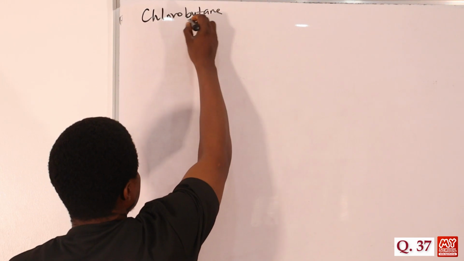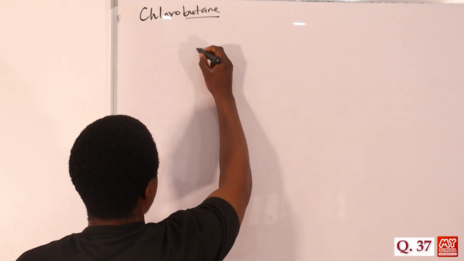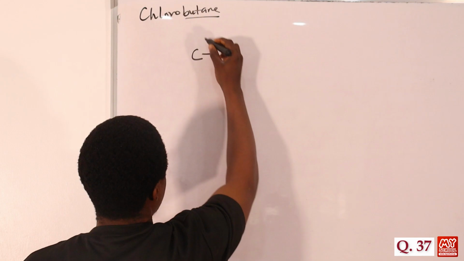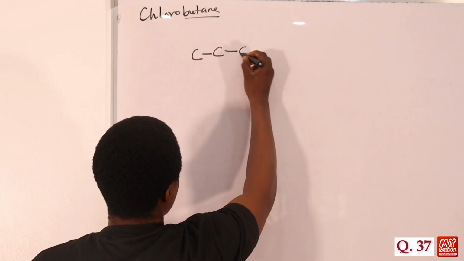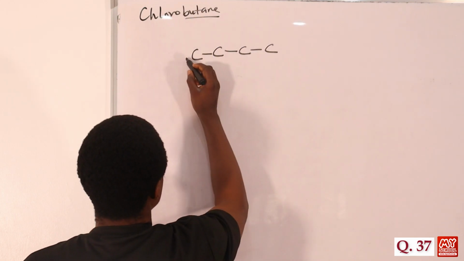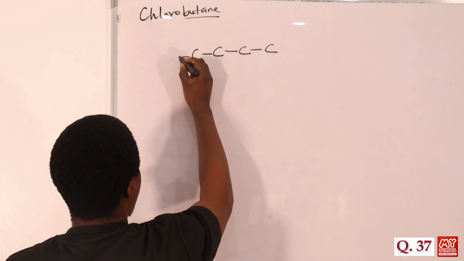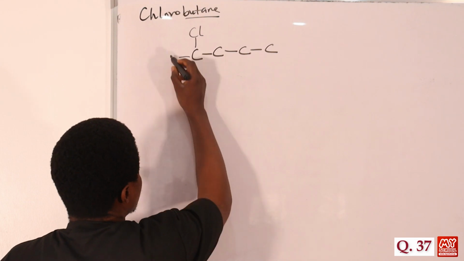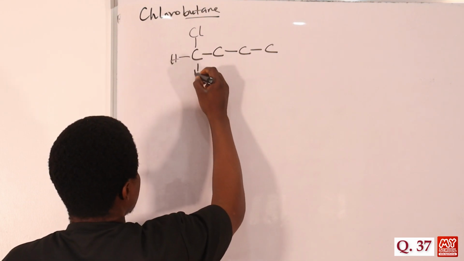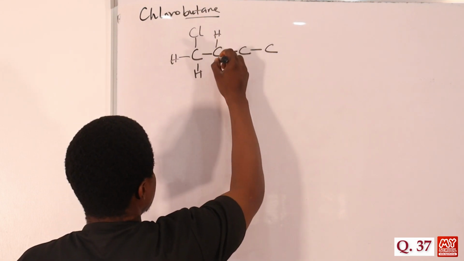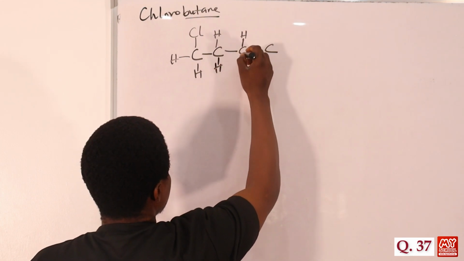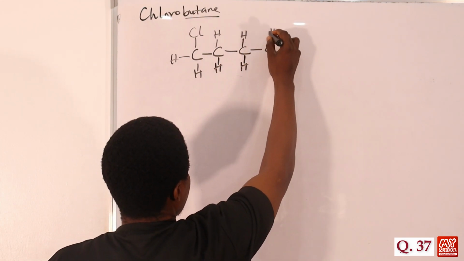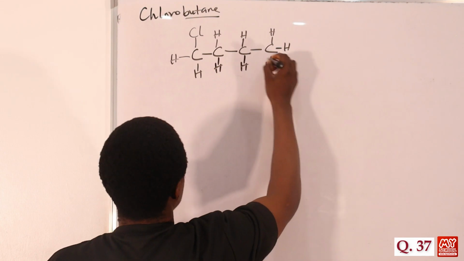So the parent name is what? Butane. So we have 4 carbon atoms: 1, 2, 3, and then 4. Which means chlorobutane. So we can have chlorine on 1. We're not told if it is on carbon 1 or 2. So we have H, hydrogen, because it's only one chlorine.